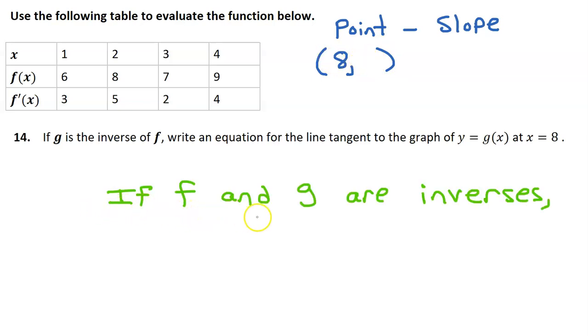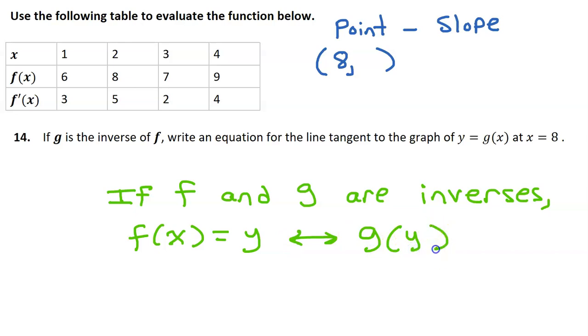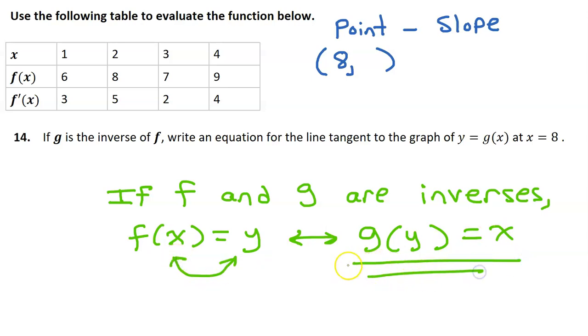Quick side lesson on inverse functions. If f and g are inverses, then if you know that f at x is equal to y, that automatically implies that g at y will equal x. So if you reverse the x and the y, then now you have a point on function g.